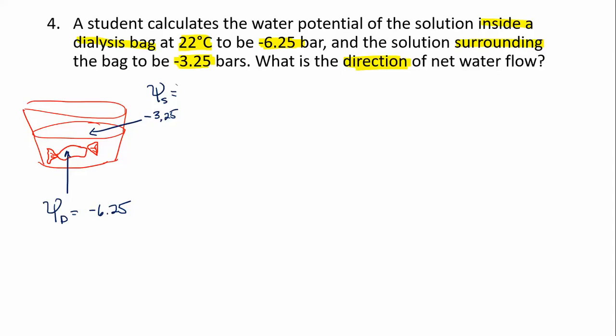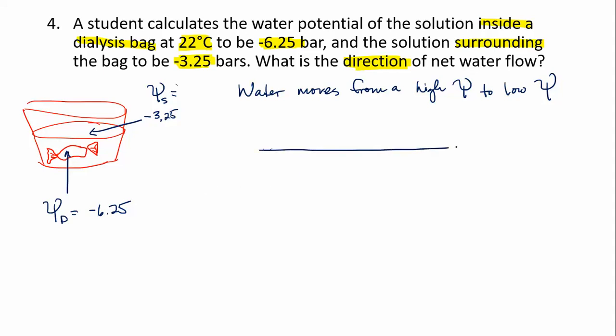So you can guess the direction of water flow if you know a couple of things: if you know the tonicity, or if you know the water potentials. Because water moves from a high water potential to a low water potential. So we just need to figure out which one of those two numbers is lower. But here's the thing. You might be automatically deciding, oh, negative 3.25 is lower. But you forget we're dealing with negative numbers, and in negative numbers, things are a little different.